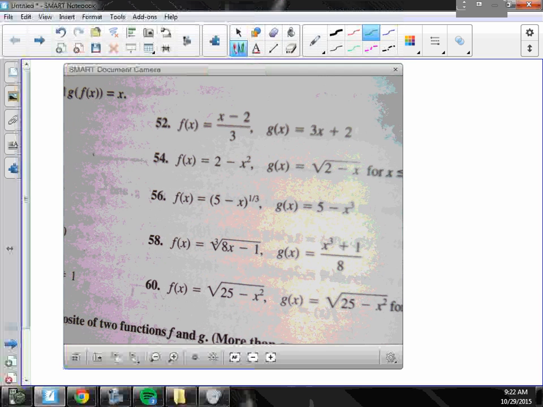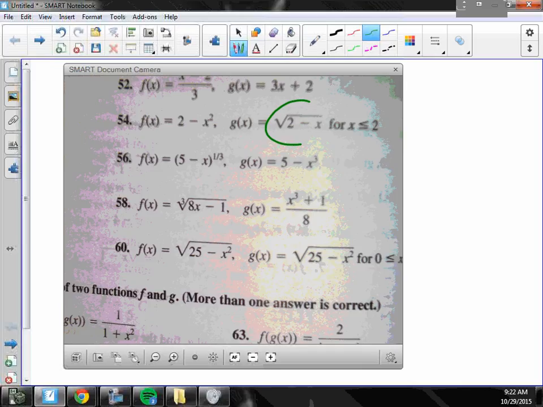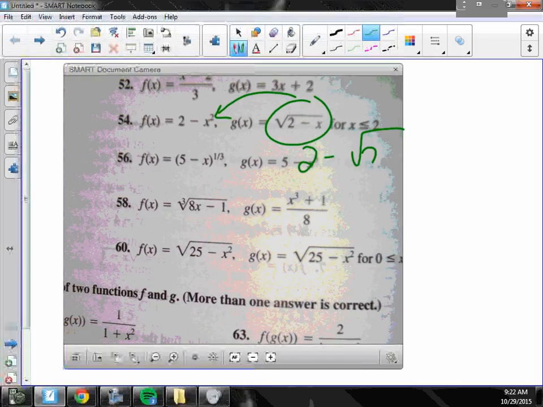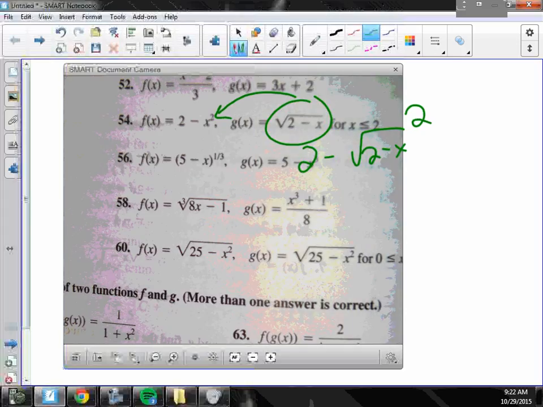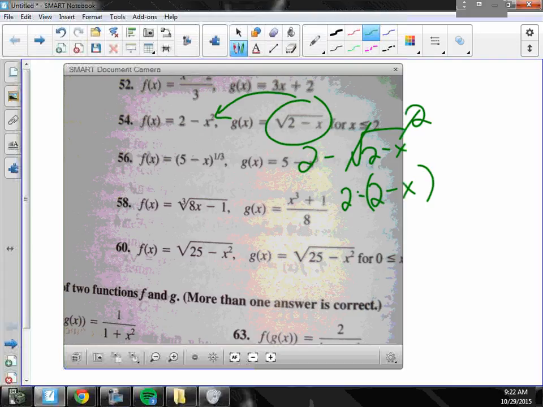All right, look at 54. So I'm going to stick this in here. 2 minus the square root of 2 minus x squared. But the square root and the square cancel. So 2 minus 2, well, it's 2 minus x, right? So I need to distribute the negative. 2's cancel, and I'm left with x.